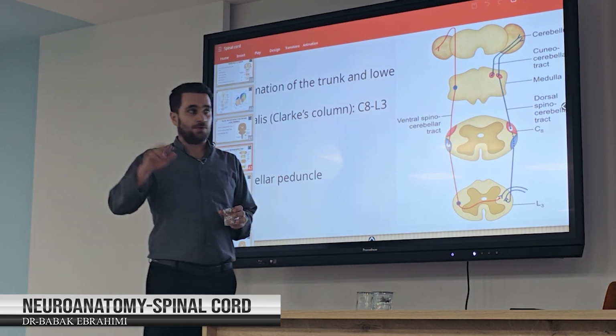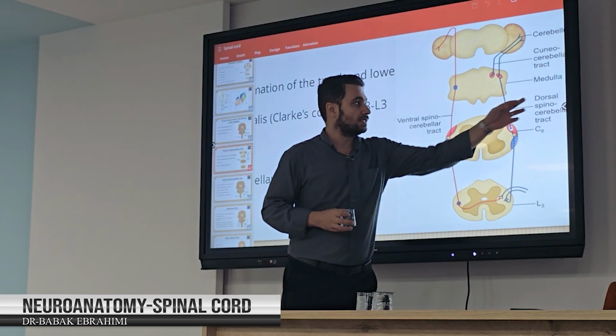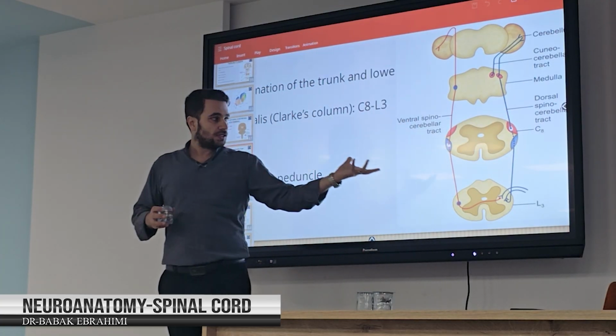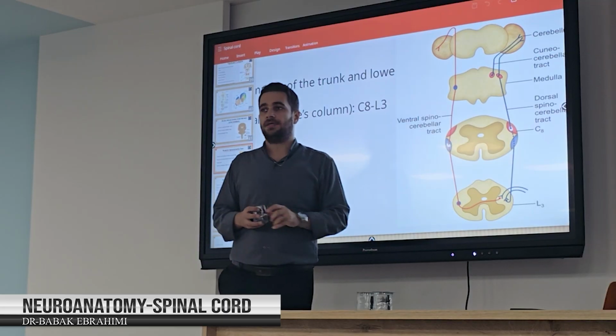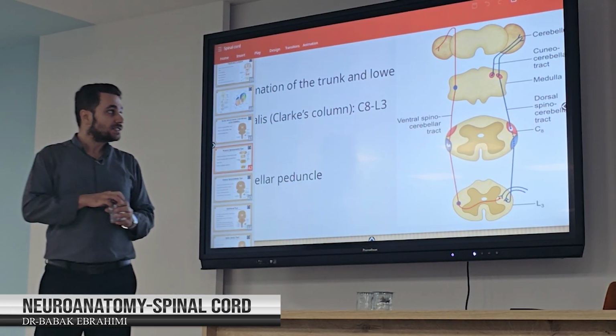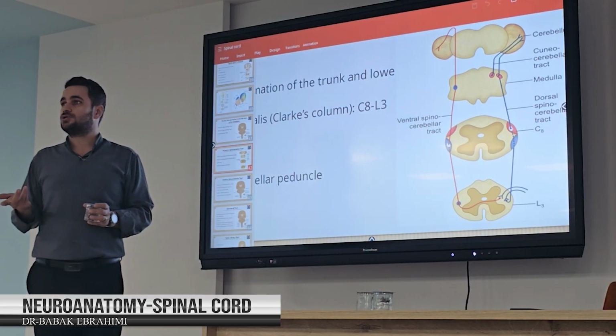No, it's opposite. The blue one is dorsal and the red one is ventral or anterior. But what do you see? What do you understand from this one? Ventral is crossed, completely true.